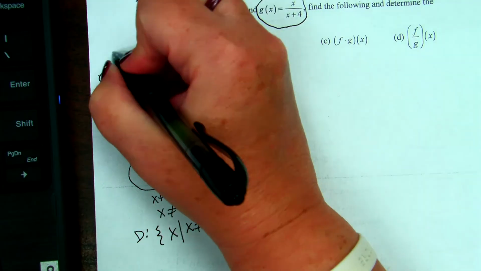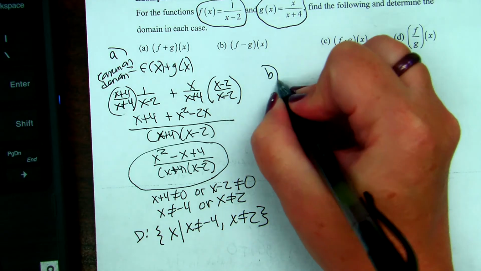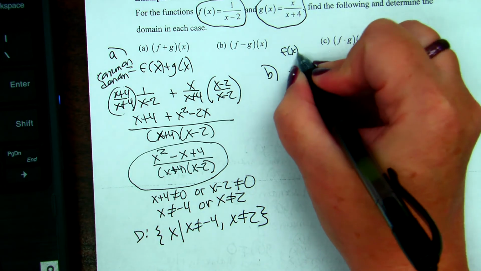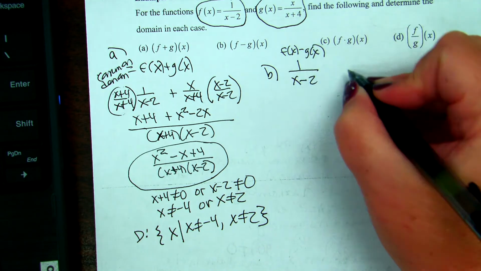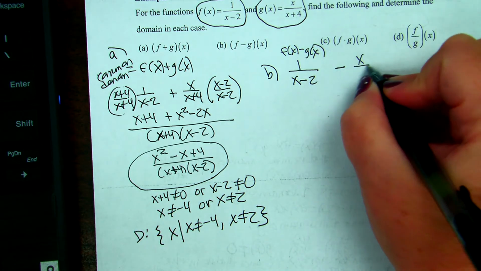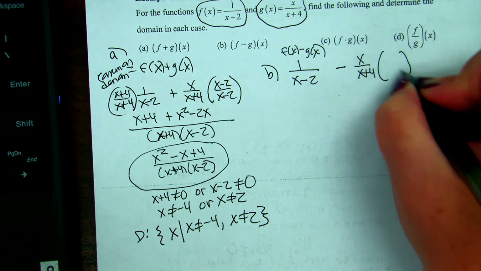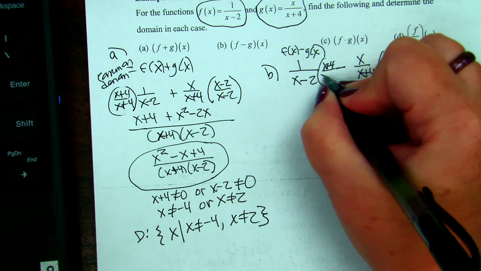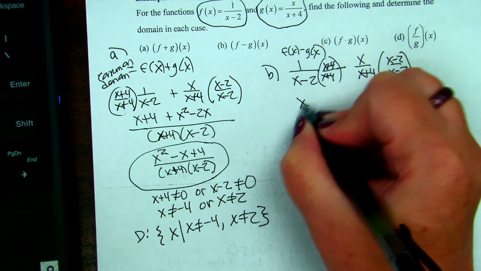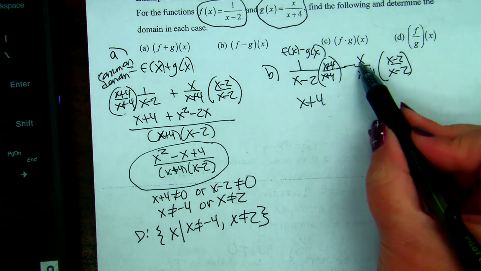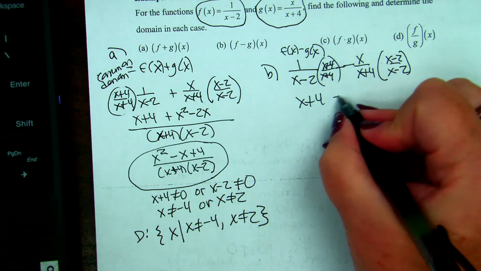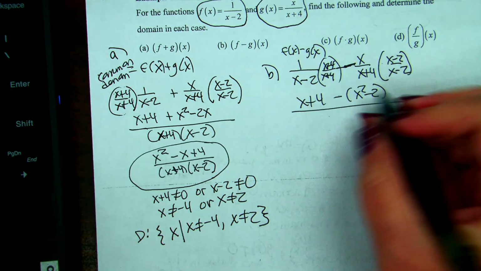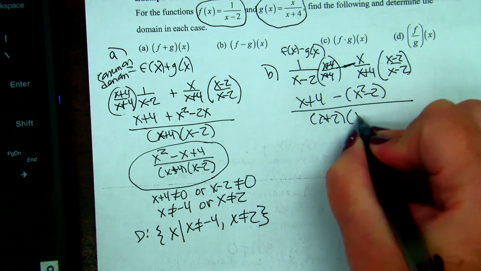For B, that was A. For B, we're subtracting: f of x minus g of x, 1 over x minus 2 minus x over x plus 4. We need a common denominator, x minus 2 over x minus 2, x plus 4 over x plus 4. We get x plus 4. Then we have x squared minus 2x, but it's subtracted, over x minus 2 times x plus 4.